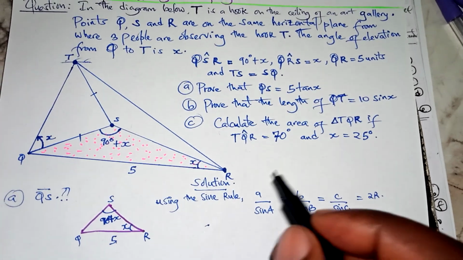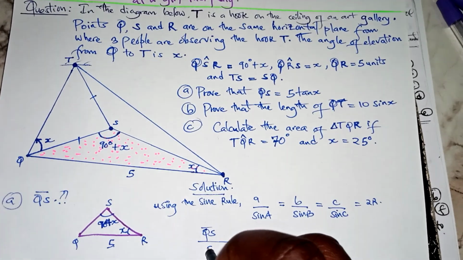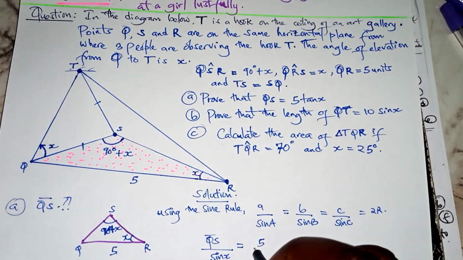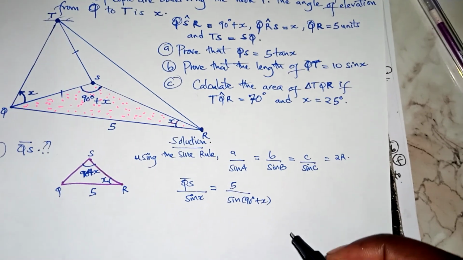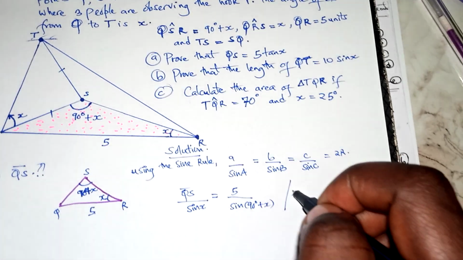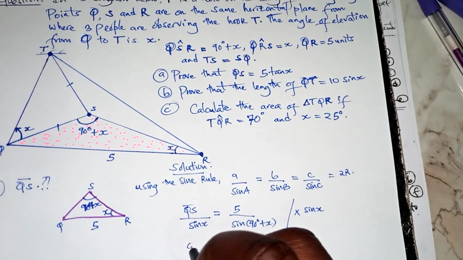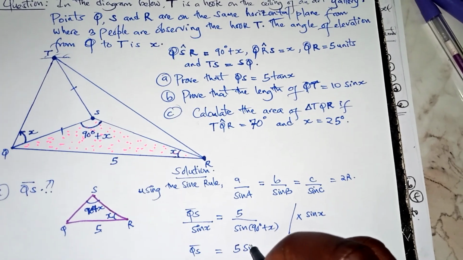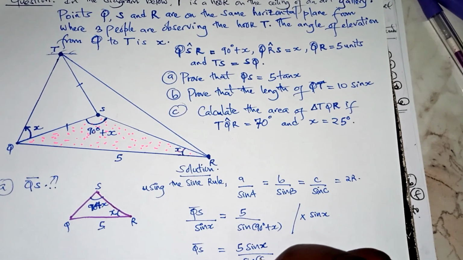Okay, let's start with QS. Let us be strategic. QS over sine X is equal to 5 over sine of 90 degrees plus X. Okay, multiplying, because we want QS, so we multiply by sine X both sides. Therefore, we remain with QS alone here as 5 sine X over sine of 90 degrees plus X.